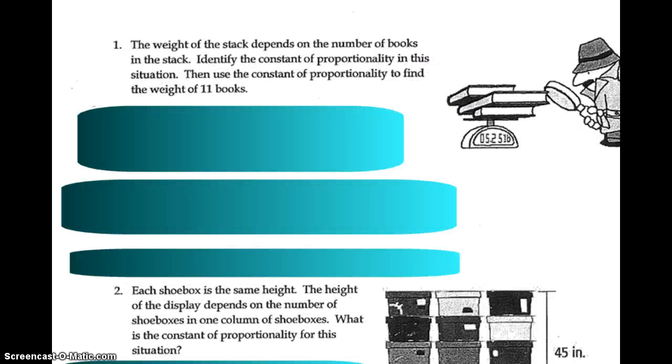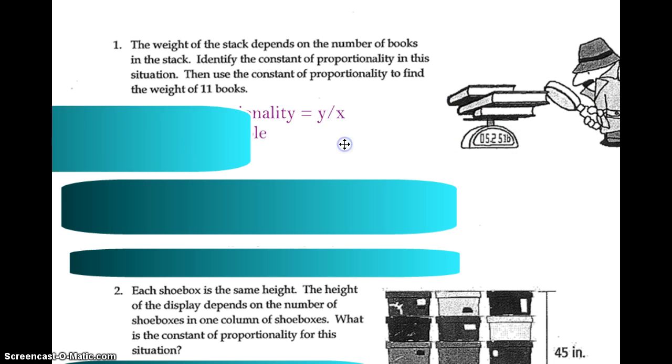Turn your notes to the next page. Question 1 says, the weight of the stack depends on the number of books in the stack. Identify the constant of proportionality in this situation. Then use the constant of proportionality to find the weight of 11 books. So here we have a picture of 3 books that weigh 5.25 pounds.